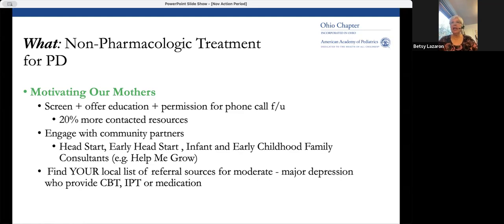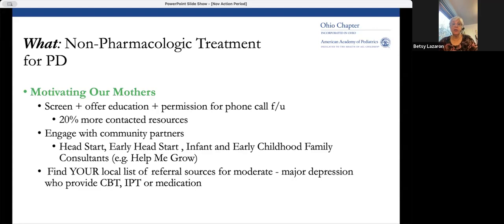So just tagging it so somebody in your office calls them in a week or two and says, hey, did you make a connection with therapy? That means that mother is 20% more likely to follow through. And there are a lot of community agencies you can engage with that can help with this.